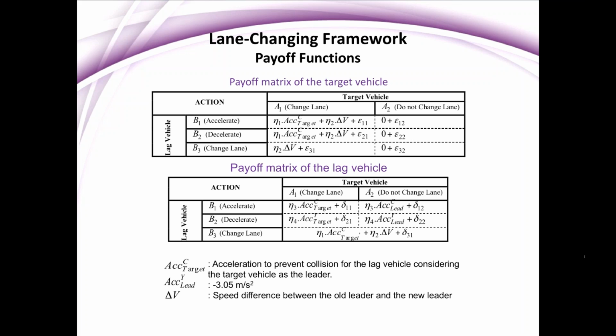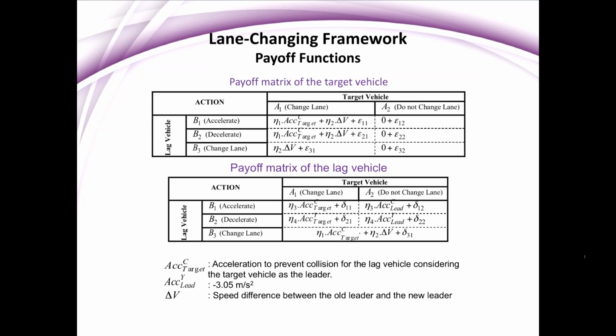When the target vehicle decides to change lane, depending on the behavior of lag vehicle, the driver can have different payoffs. If the lag vehicle decides to accelerate, the payoff function is a combination of 2 terms. The first term is the acceleration term that the lag vehicle needs to implement to avoid crash with the target vehicle. In other words, before changing lane, the target vehicle will evaluate if it is possible for the lag vehicle to avoid crash. And the second term is the speed gain that the target vehicle can have. So the target vehicle will look at his current condition and the future condition and calculate the speed difference and see if he or she can get into a higher speed by changing that.